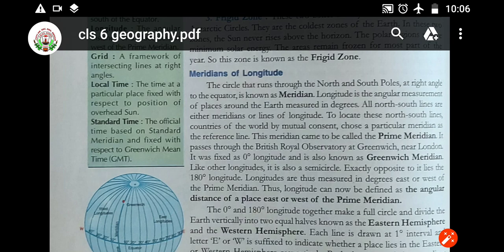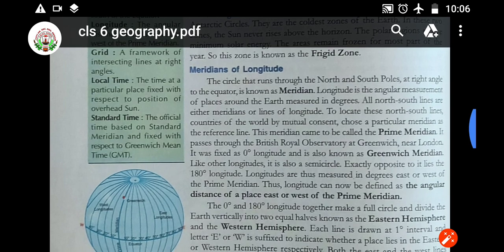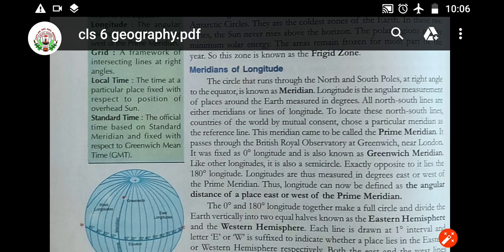Now we are going to start with meridians of longitude. The circle that runs through the north and south pole at right angle to the equator is known as a meridian. North and south, at right angle, the circle which runs is called a meridian.